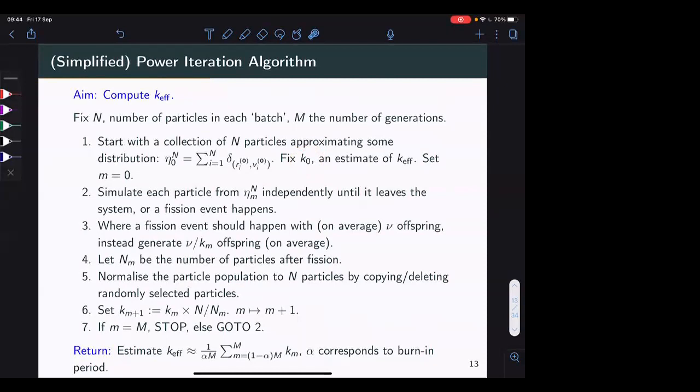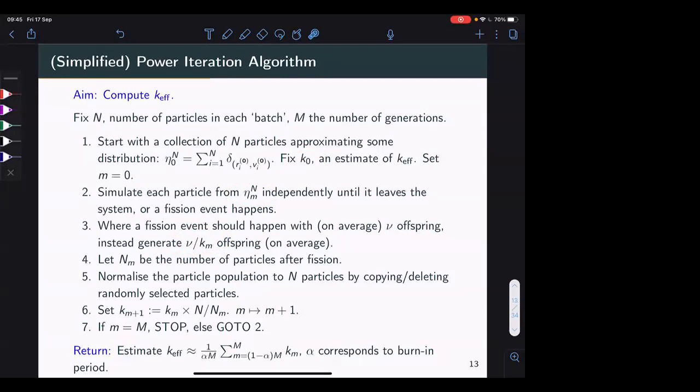And now we simulate each particle in our current measure independently until it leaves the system or we have a fission event. When I have a fission event, and I should have some number new offspring on average, I will instead generate new divided by km offspring. Okay, and km is just my current estimate of K effective. I start with k naught, I choose whatever I think might be reasonable, maybe it's 1, and I'm going to update this estimate.